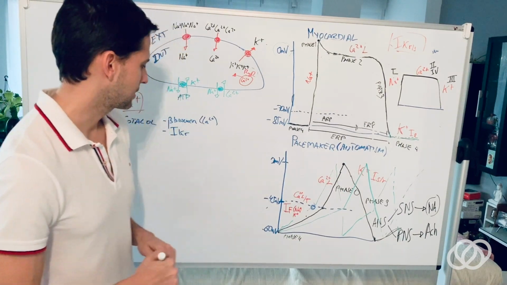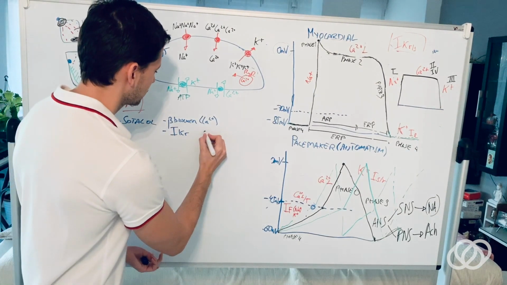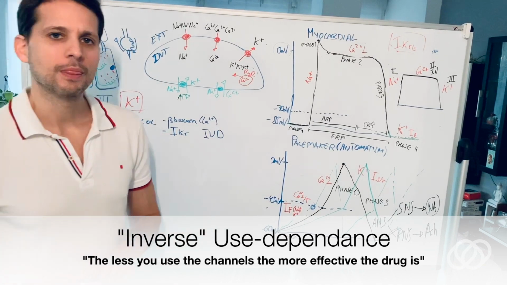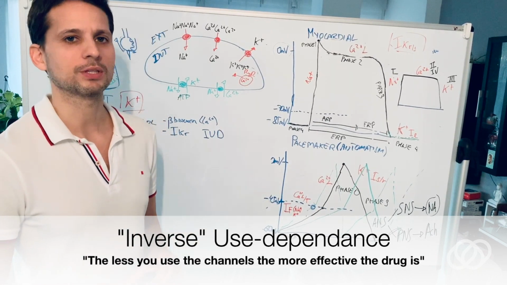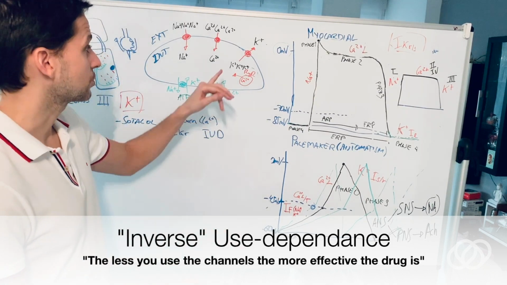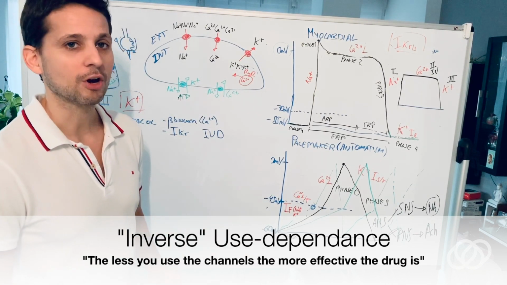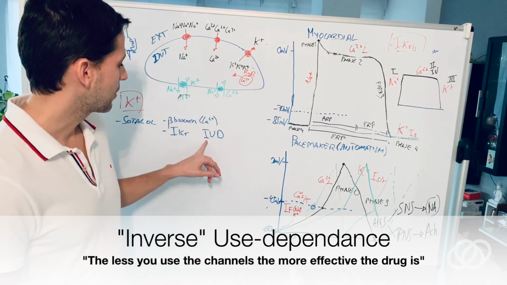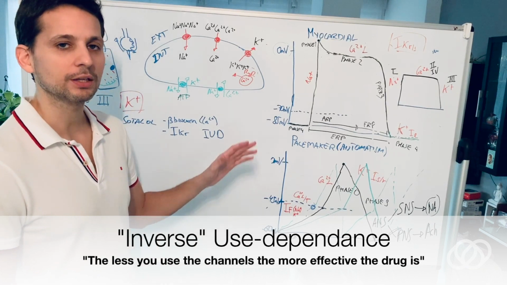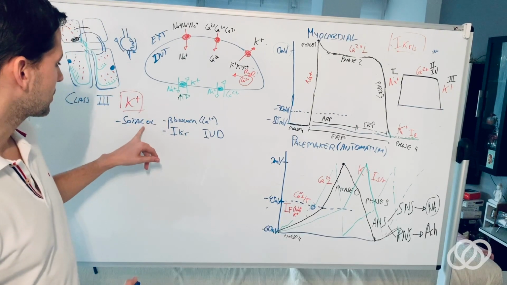Here we must say that it has a property that is called the inverse use dependence. As you might remember, in the class 1 drugs we had what is called the use dependence, so it means that the more that we use the channel, the more effective is the drug. Here we have the opposite, so that is called the inverse use dependence. That means that the less that we use the channel, the more effective is the drug. And it's what happens here.